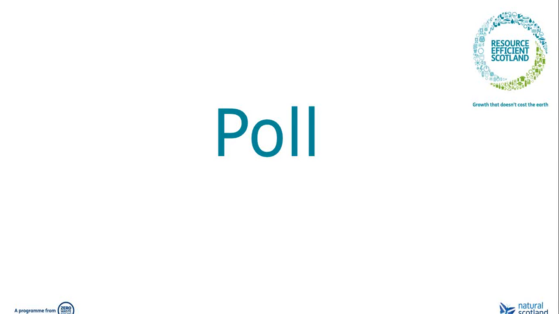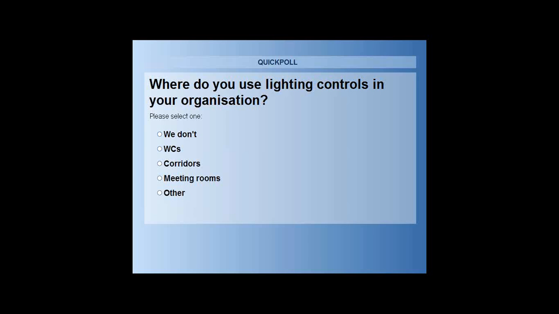So I think we've got another poll now. I'll just hand back to Lindsay to run that. So we're just about to move on to lighting control measures, and before we do, we just wanted to ask, where do you use lighting controls in your organisation? So that should be coming on screen now, and there's a couple of options there, which is we don't, in the toilets, in the corridors, in the meeting rooms, or if you've got another place that you use those lights. So if you'd like to complete that, then that'll give us some insight into where you're using those.